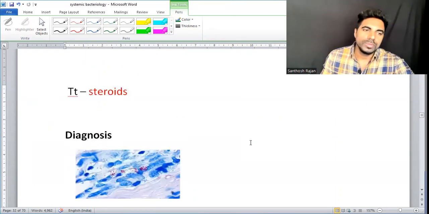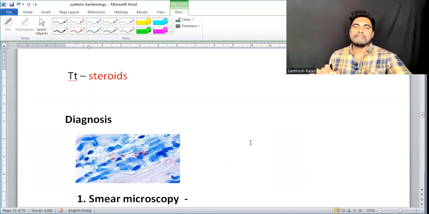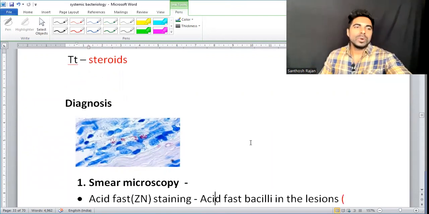And treatment is steroids. Nowadays, the questions are like this only. They don't ask a straightforward question. They ask tricky questions that will confuse you. Now, see this diagnosis.